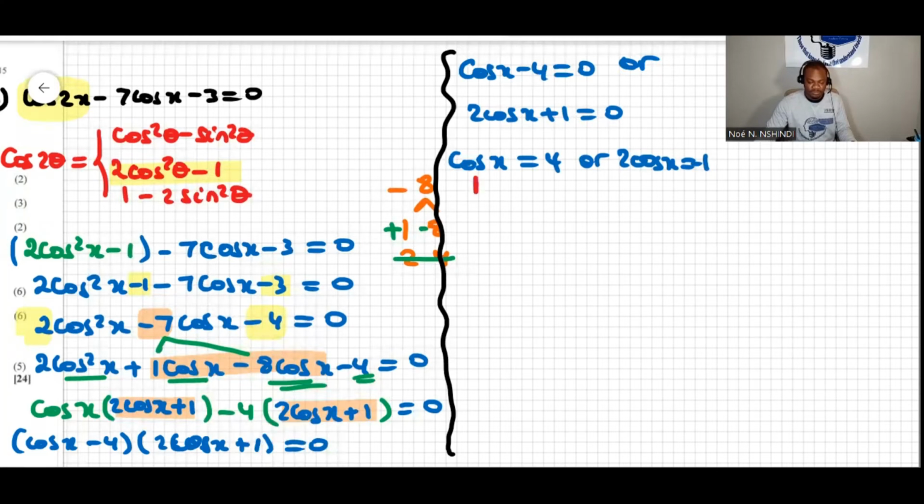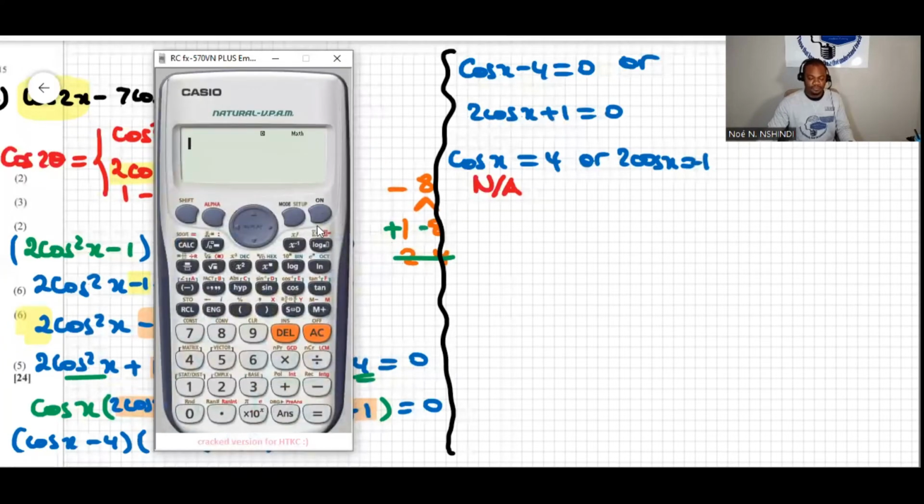Cos x equal to 4 is not applicable because remember the cos and the sines are all bounded, enclosed between -1 and 1. They don't generate values that exceed +1 or go below -1. So this is not applicable. You can check in the calculator. We're going to get the error message.